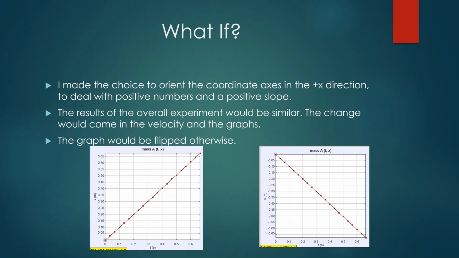What if I made the choice to orient the axis in the positive x direction? This way I would be dealing with positive numbers and a positive slope. If it was in the negative x direction, it would be very similar results. However, the positions would be negative, and the graph would have a negative slope.